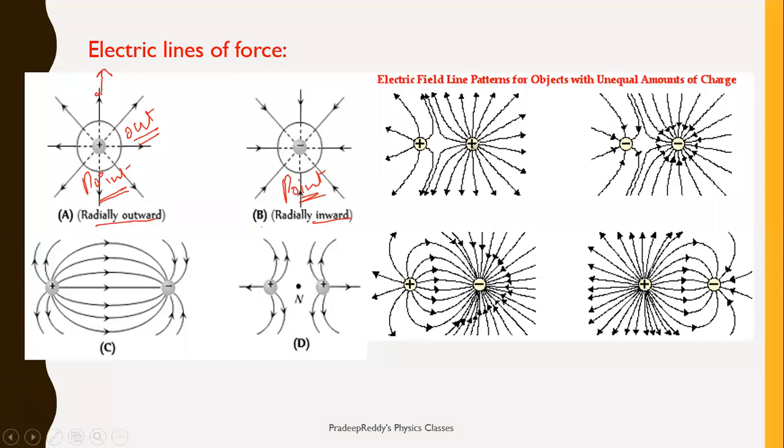Likewise, if I am taking a positive and a negative charge separated by a certain distance, a positive charge over here and another negative charge over here, there is an attractive force between these two. What does this positive charge do? It tries to pull the negative charge. What does this negative charge do? It tries to pull the positive charge. Individually, if you are taking a positive charge, field lines should be outward, so you should represent it with outward arrow marks.